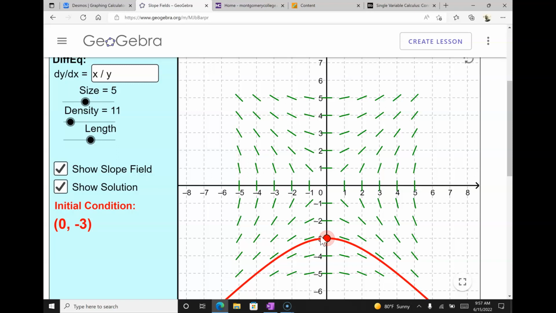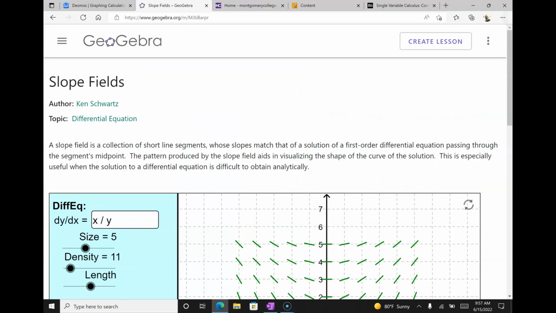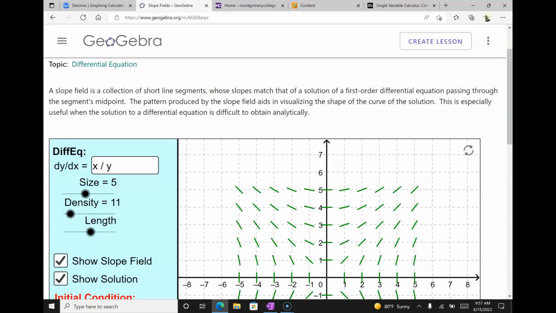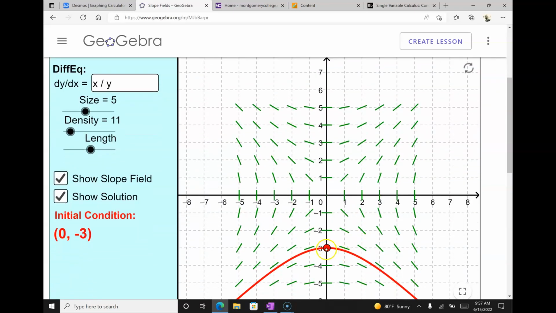Yeah, I'm using Ken Shorts. Yes, by dragging. So what I do is I drag that initial condition.